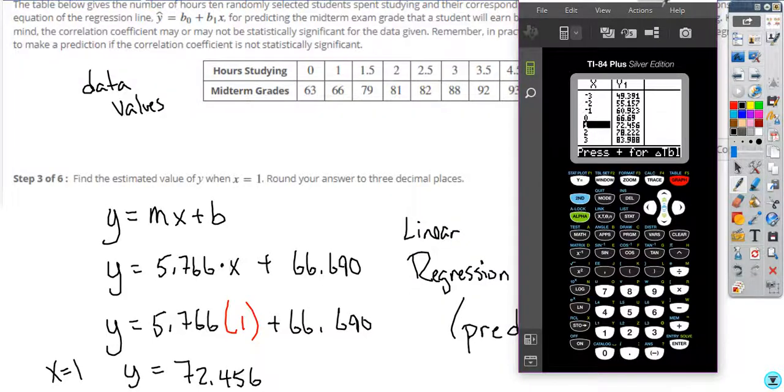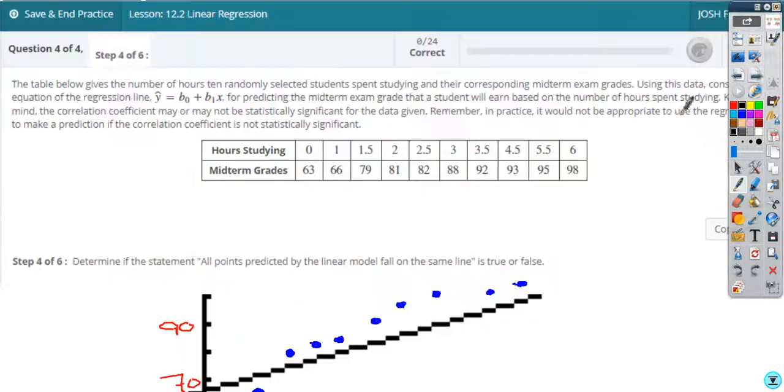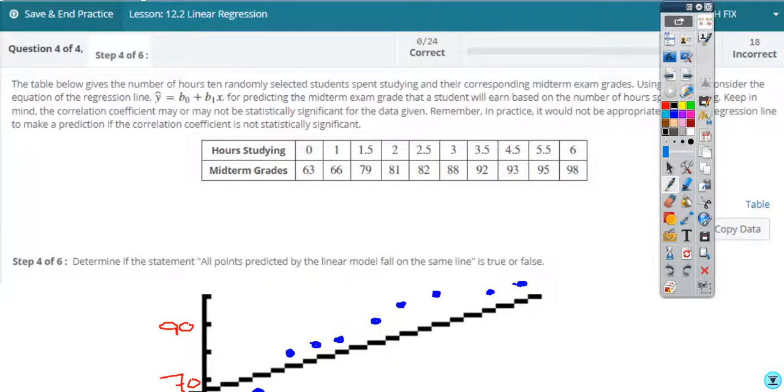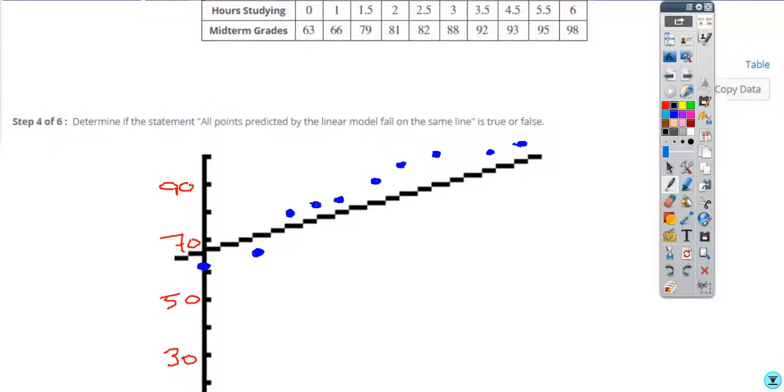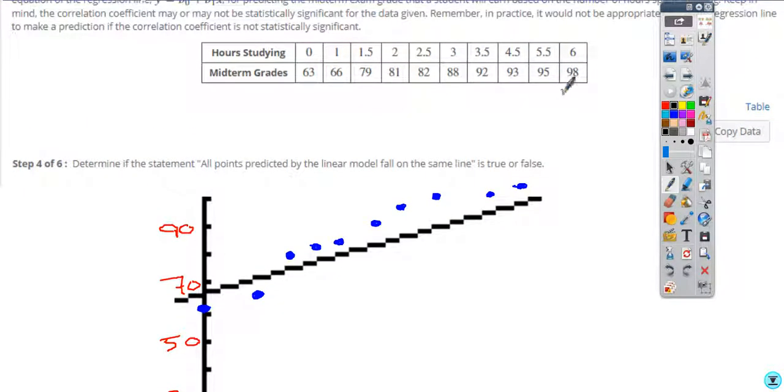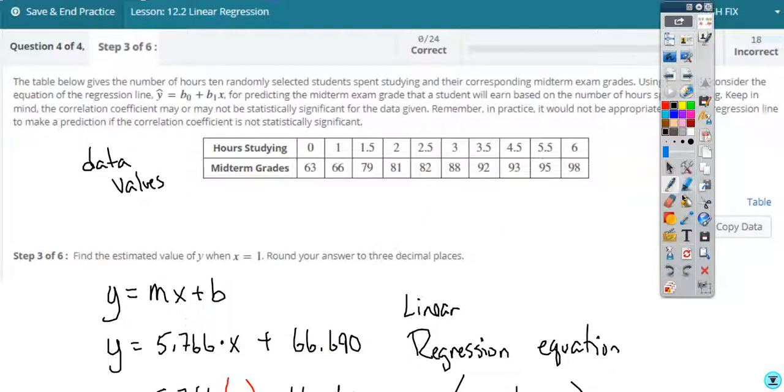Alright, part 4, excuse me. So part 4, determine if the statement, all points predicted by the linear model fall on the same line, is true or false. Well, here's what I'm trying to express to you. In blue are our data points that we collected. So remember, these are our collected data points. This line right here is our predicted line.